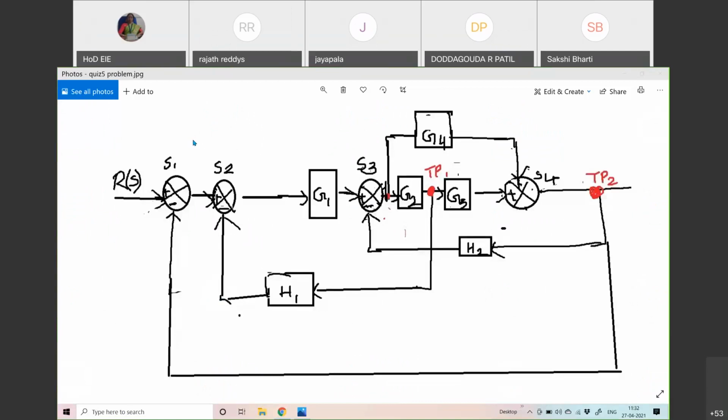In the S4, is that a plus or a minus where G4 is attaching? That's a plus. S4 is having two terminals positive. S3 is having forward path terminal positive, reverse path feedback negative. S2 forward path positive, feedback path negative. S1 with R(S) is positive, with the feedback is negative. Right?